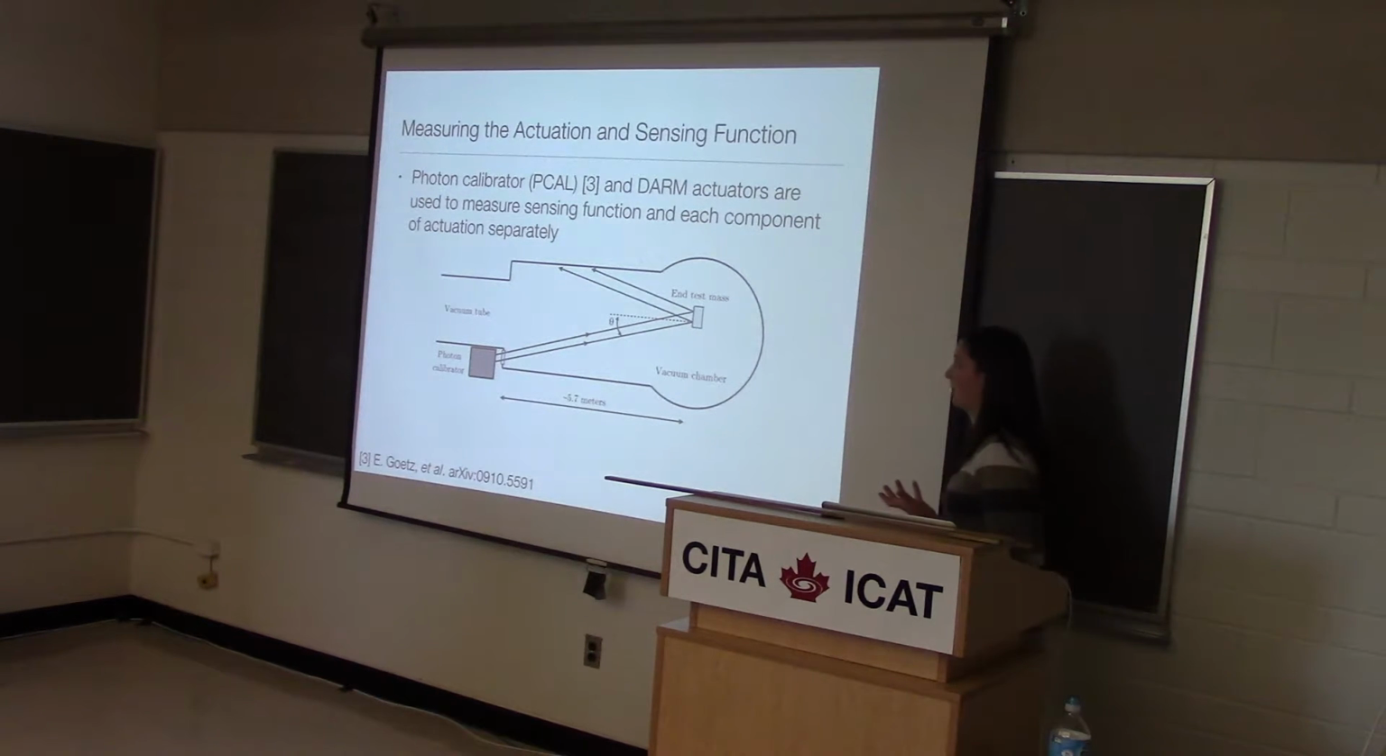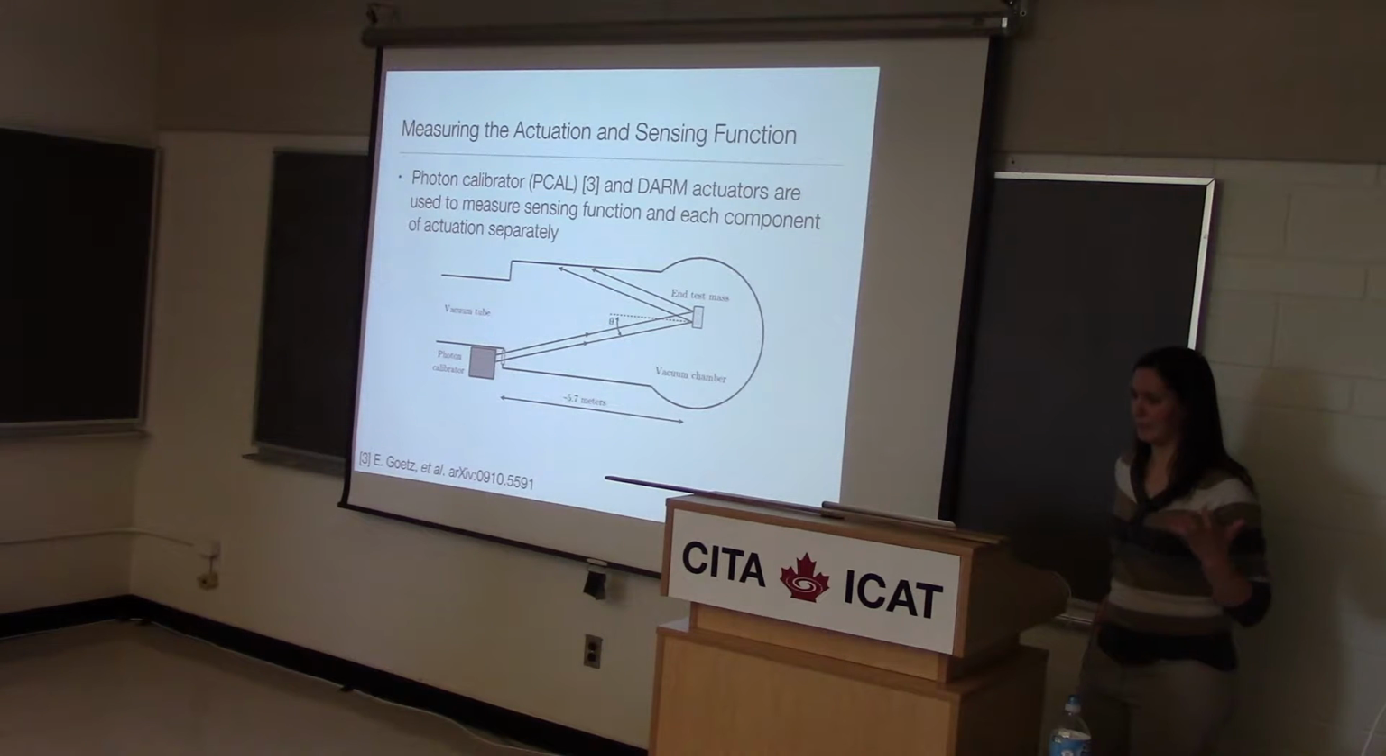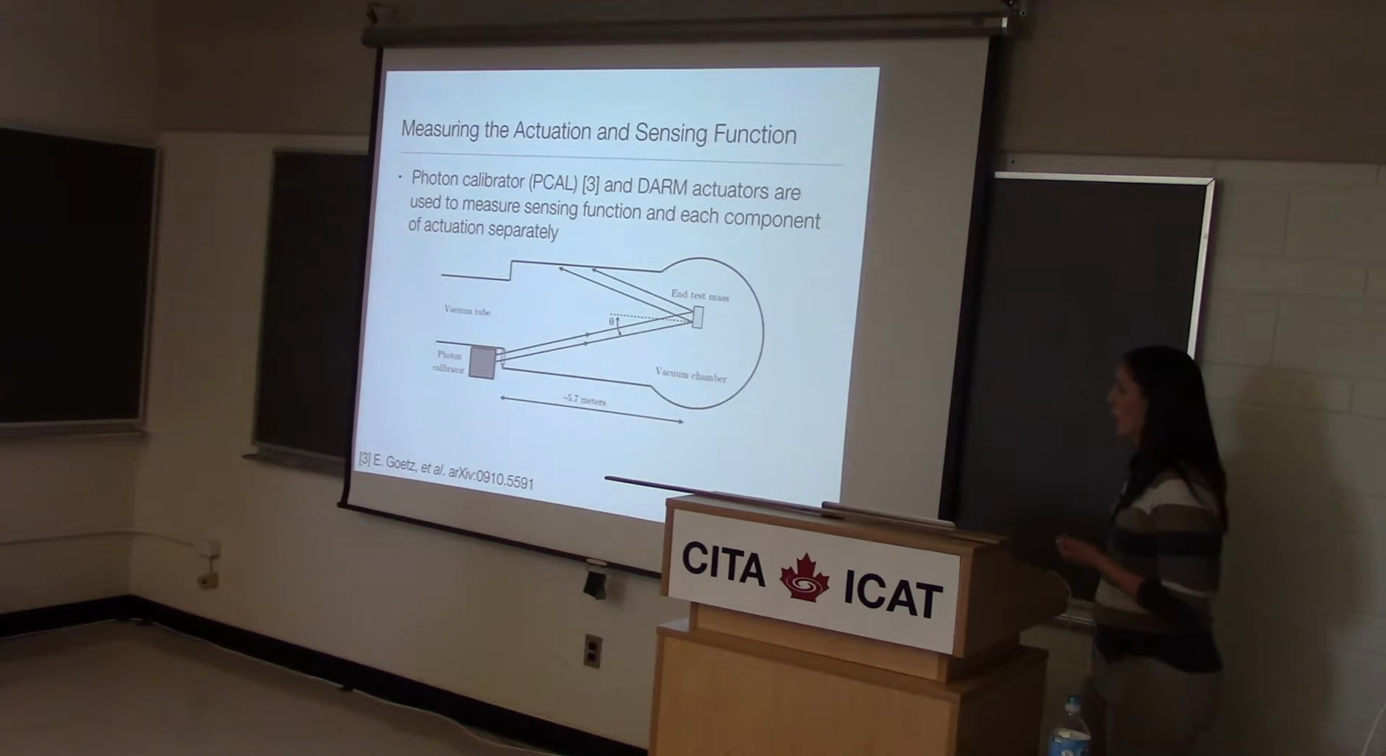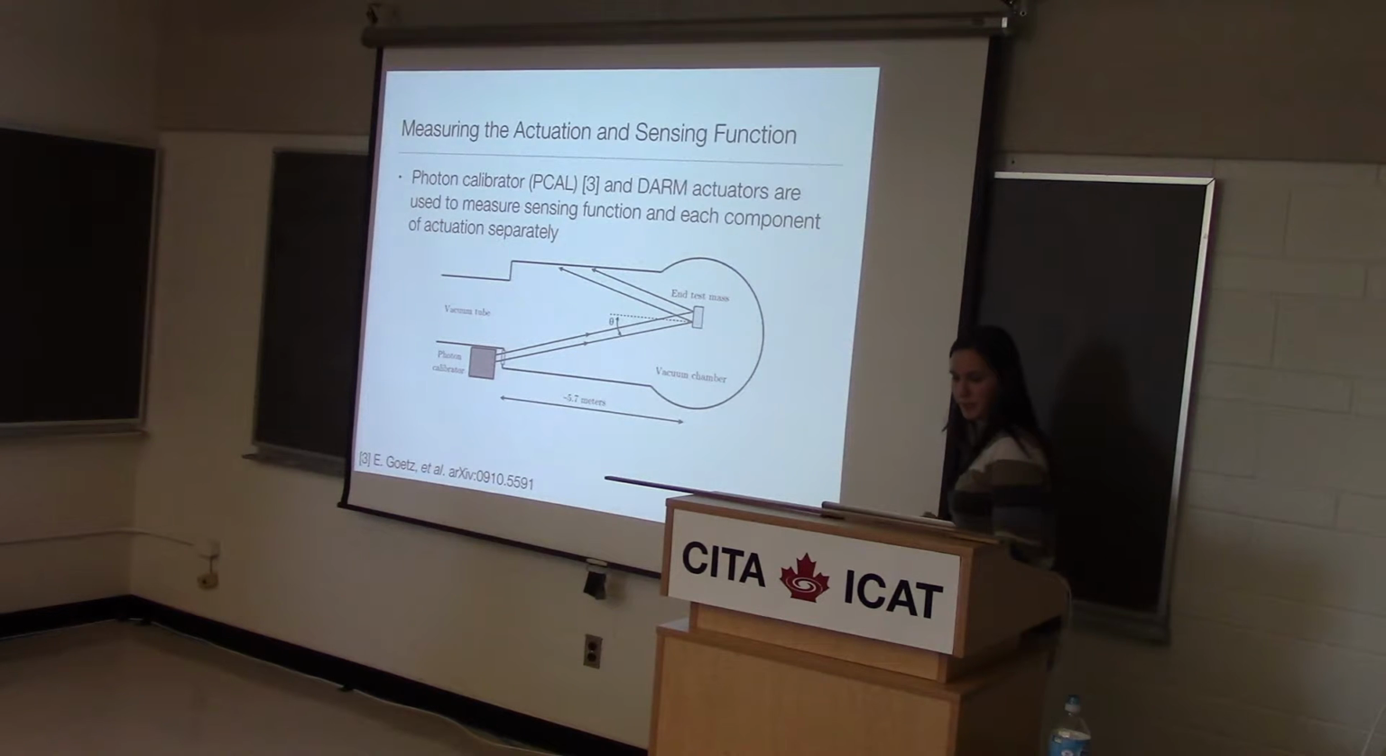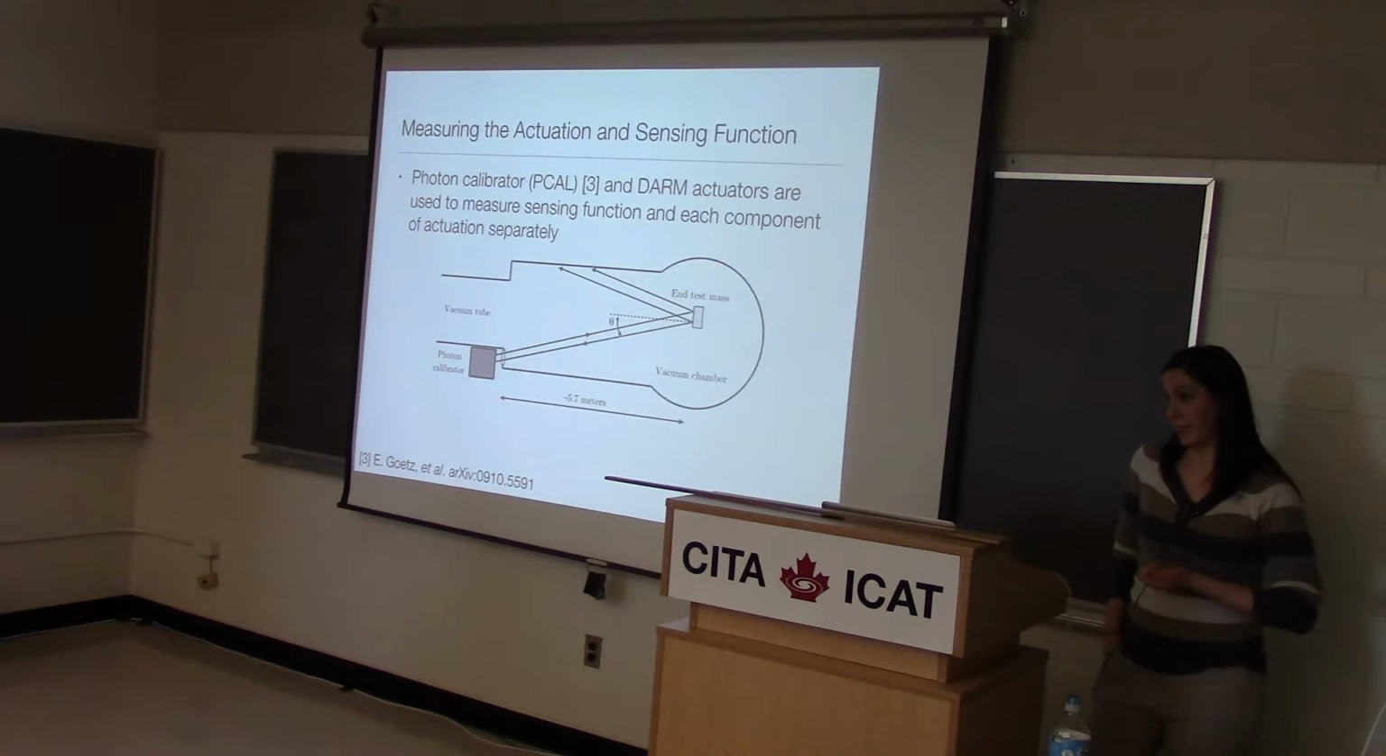For example, to measure the actuation, we use some techniques, the free-swinging Michelson technique, and other techniques that would be discussed in the papers coming out and also in our S5 paper. But kind of our gold standard for calibration in Advanced LIGO is our photon calibrator.